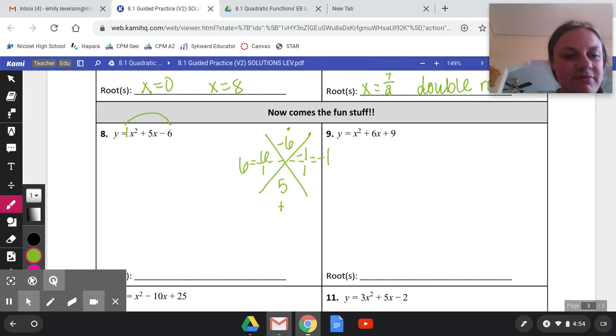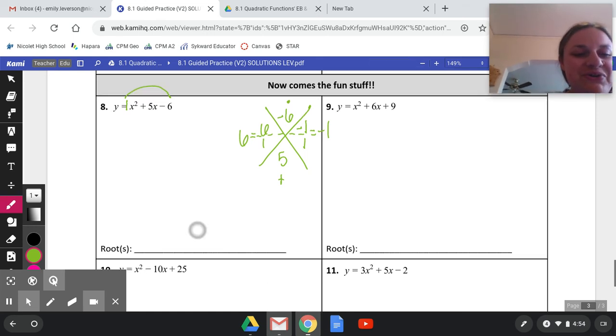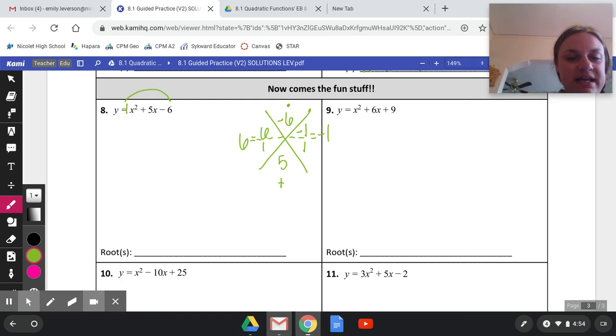sorry, to pause it there and double check. I thought I made a mistake. So my two roots here would be, or my two factors that I would get would be x plus 6 and x minus 1.